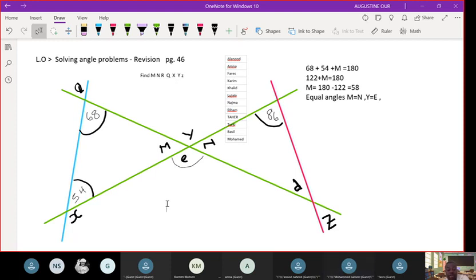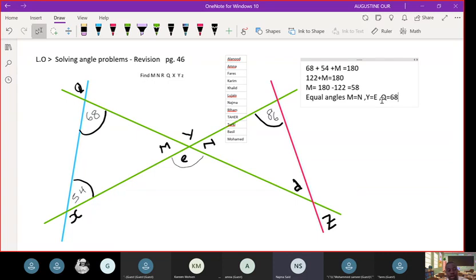Or you can even say Z equals 68, which is equal to Q, of course, but they're not parallel. Can you see they're not parallel? So we can't start bringing that idea here. So which other angles are equal? There are so many. Is Q equal to 68? Yes, Q equals 68. Thank you.